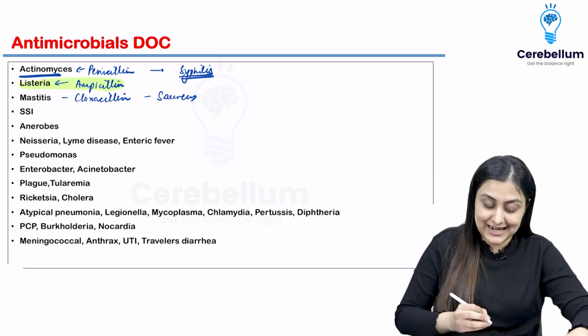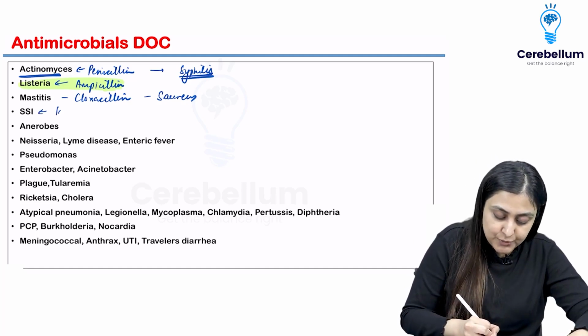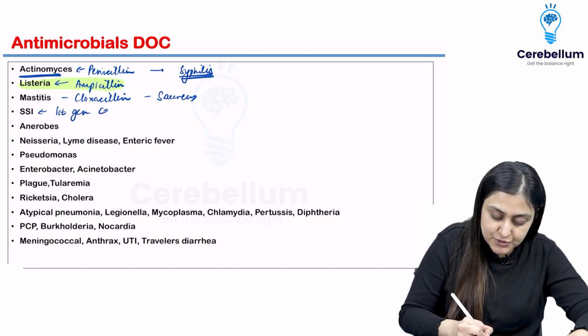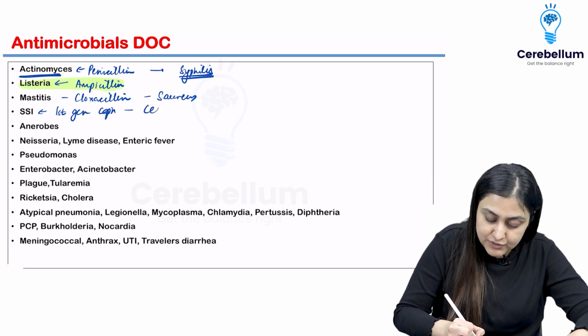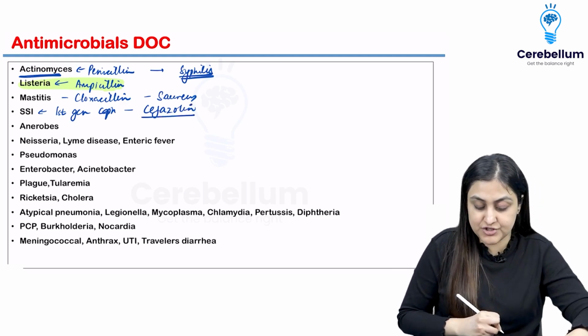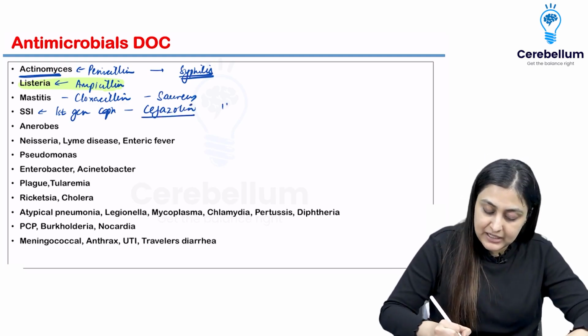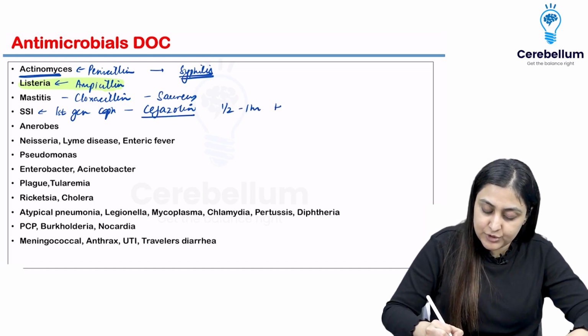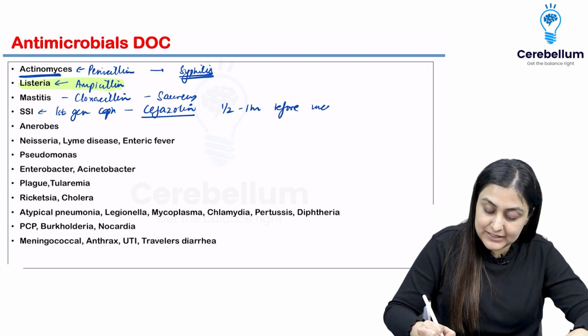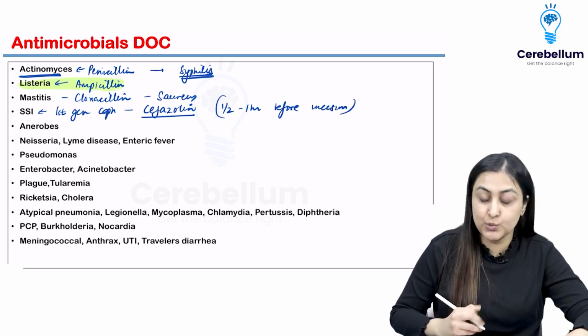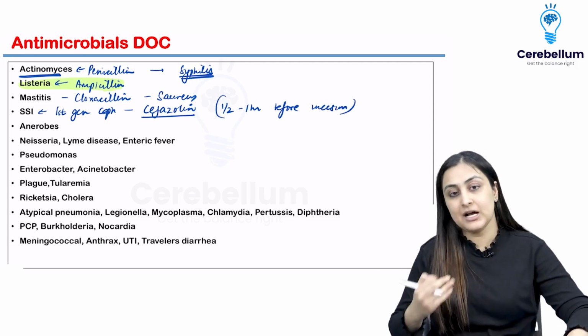Coming to surgical site infection, we are going into cephalosporins. First generation cephalosporins are frequently given. We use cefazolin for surgical site infection, and we give it half an hour to 1 hour before the incision. That is the usual time at which this is given, so that during incision the levels are highest.